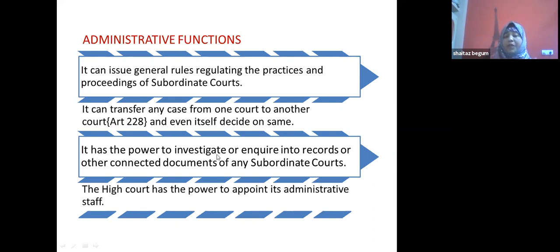The High Court has the power to investigate or inquire into records or other connected documents of any subordinate courts. That means the High Court also performs supervisory functions. It investigates or inquires into the records of subordinate courts. The High Court has the power to appoint its administrative staff and decide salaries for them.